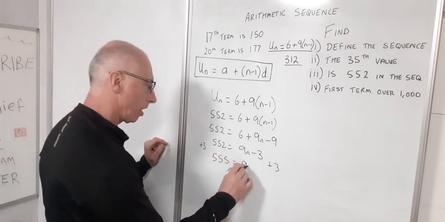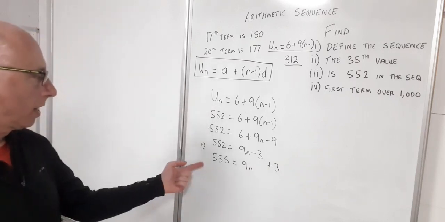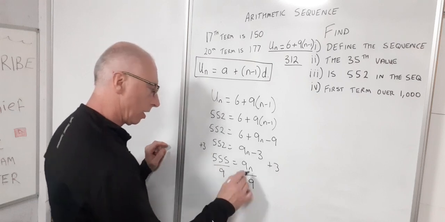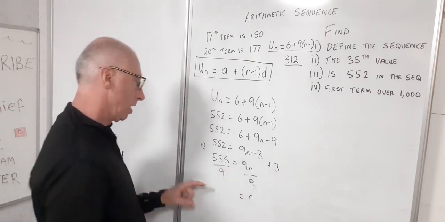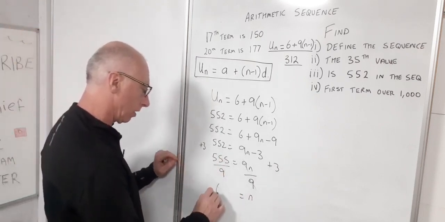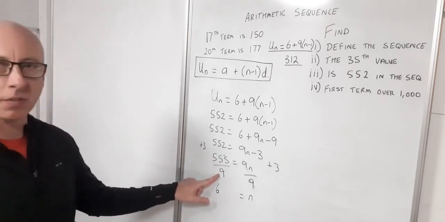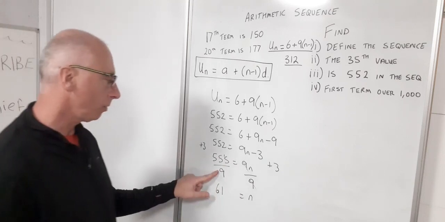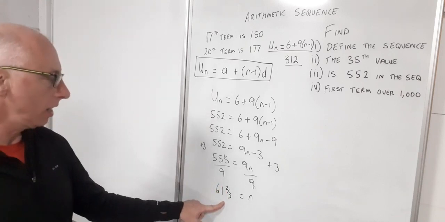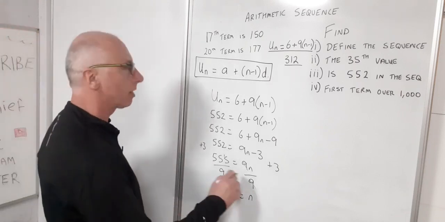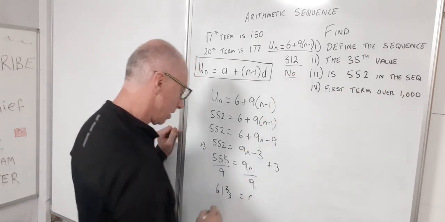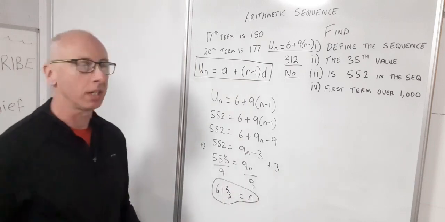So now 555 equals 9n. Okay, let's see if 9 goes into 555. So 9 into 555: well, 6 nines are 54, so that gives me 6, remainder 1. 9 into 15 goes 1, with 2/3 left over. So as this is not an integer, therefore this is not in the sequence. Is 552 in the sequence? The answer is no, by virtue of n not being an integer.